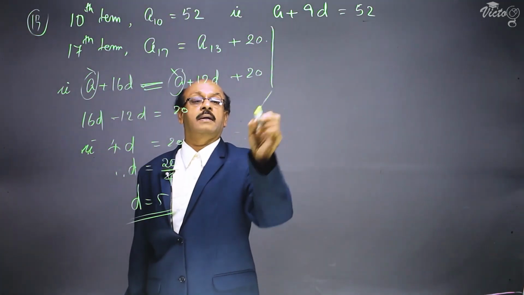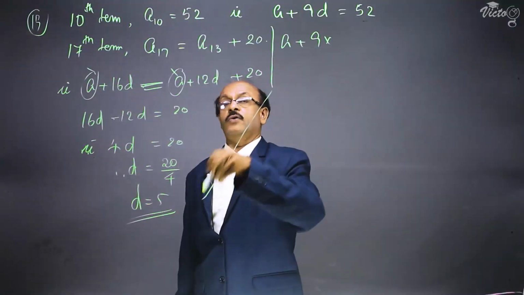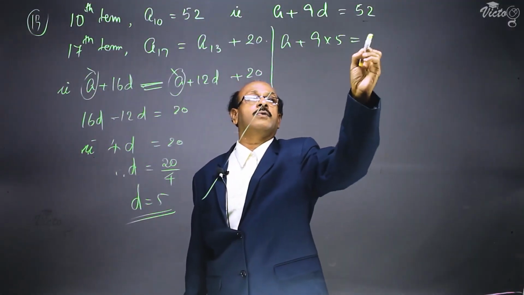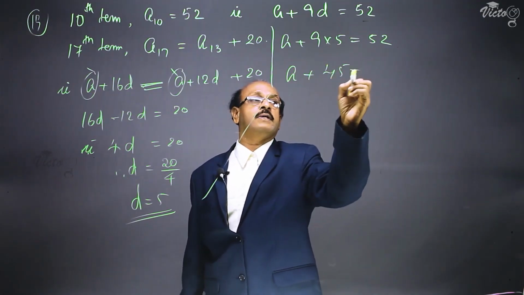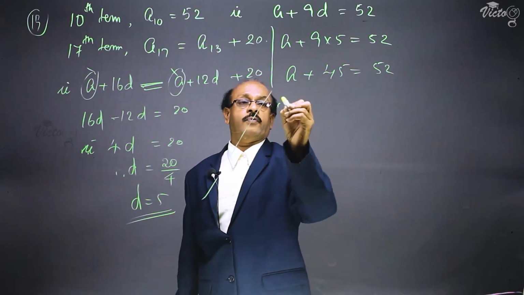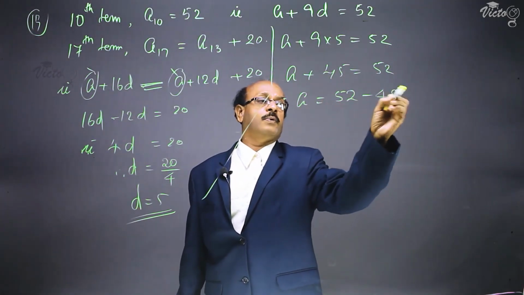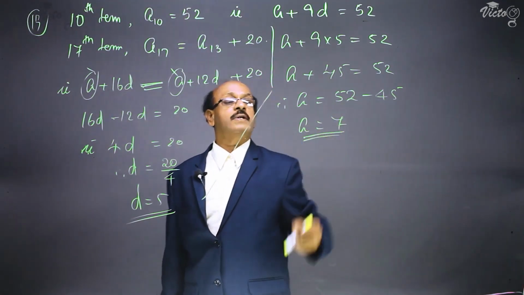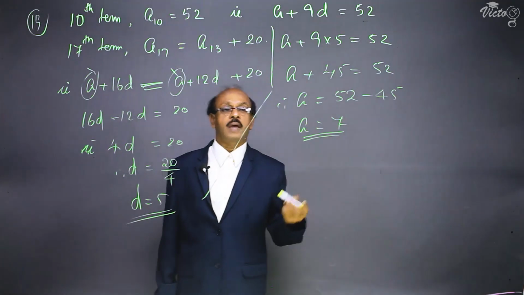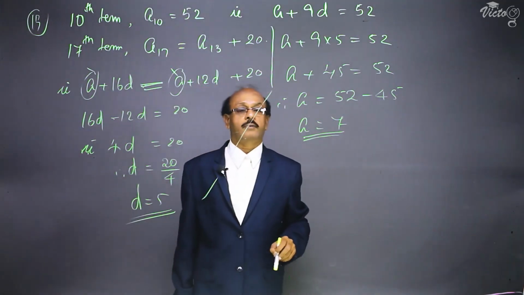Now we can substitute this value of 5 in the equation A plus 9D is equal to 52. A plus 9 into the value of D, which is 5, is equal to 52. That is, A plus 45 is equal to 52. Therefore, A is equal to 52 minus 45, which is equal to 7. Now we are getting the first term: the value of the first term A is equal to 7 and the common difference D is equal to 5.